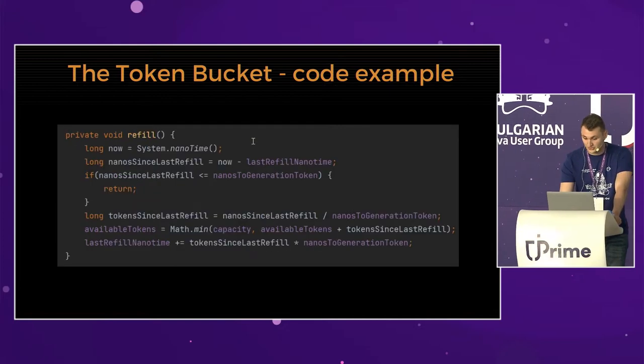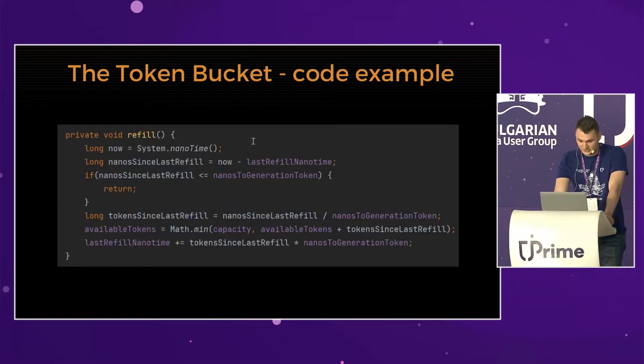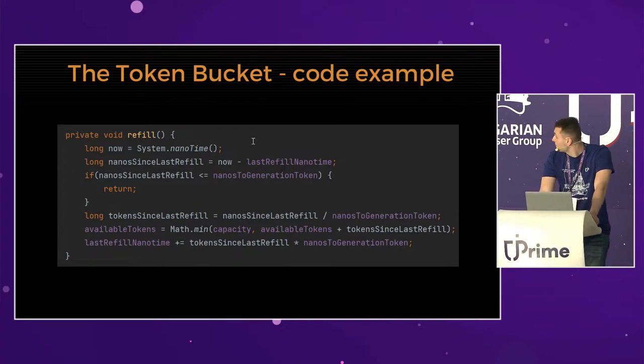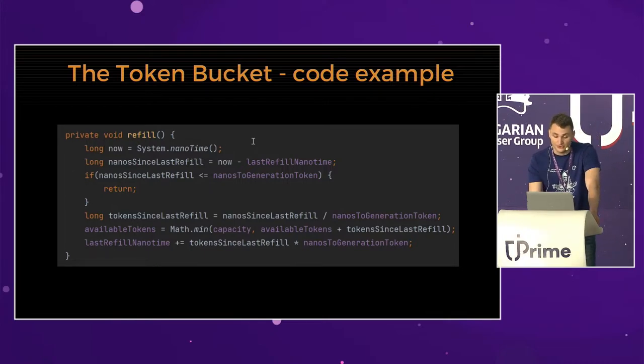And here is the refill method. This is the main method with the logic of the token bucket algorithm. Okay, what's the main idea here? First of all, we need to get the current time. The second one, we need to find the difference between the last refill time and the current time. And after, we check, do we have enough time to generate even one token or not?